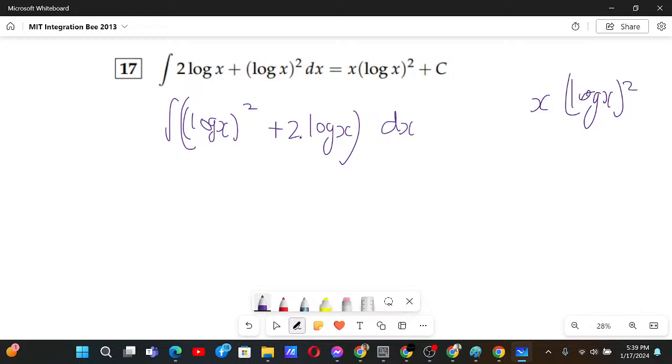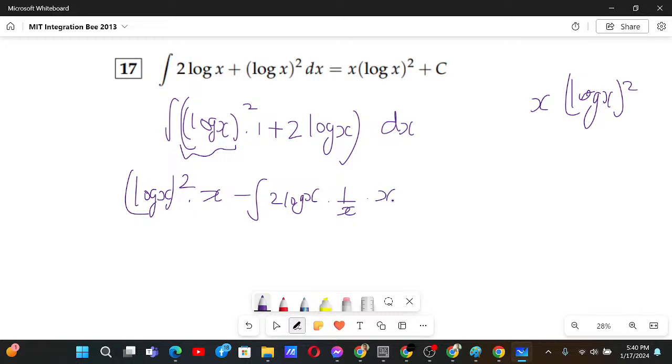But to find out, you can use integration by parts on the first function. So if you use integration by parts with 1 as the second function, you will have log x square times the integral of 1, which is x, minus the integral of the derivative of log square, which is 2 log x times 1 by x, times the integral of 1, which is x. Then we have plus the integral of 2 log x over here dx. Now this cancels out.